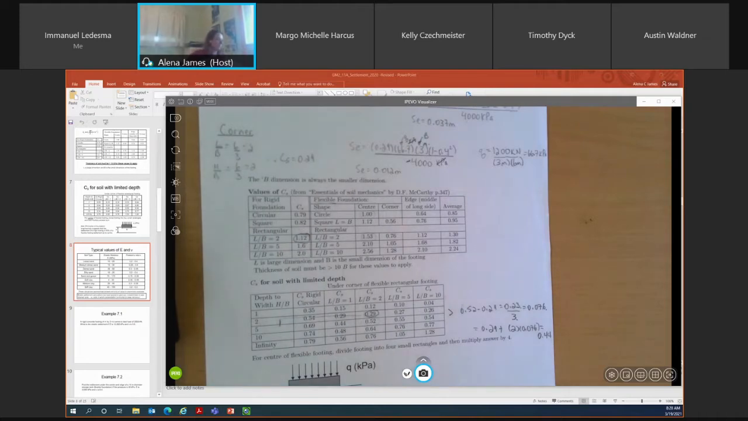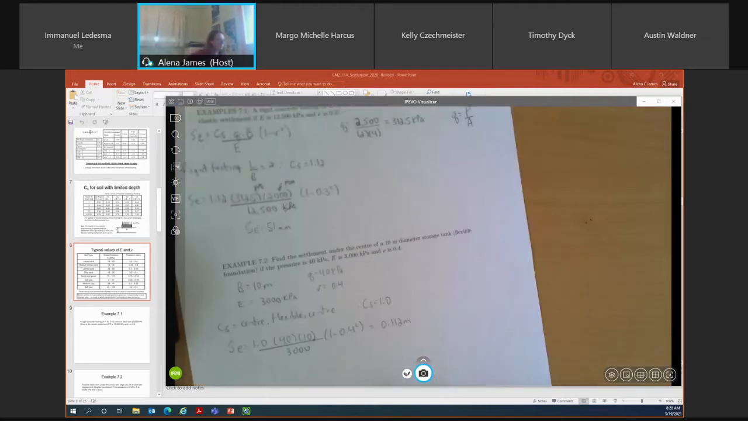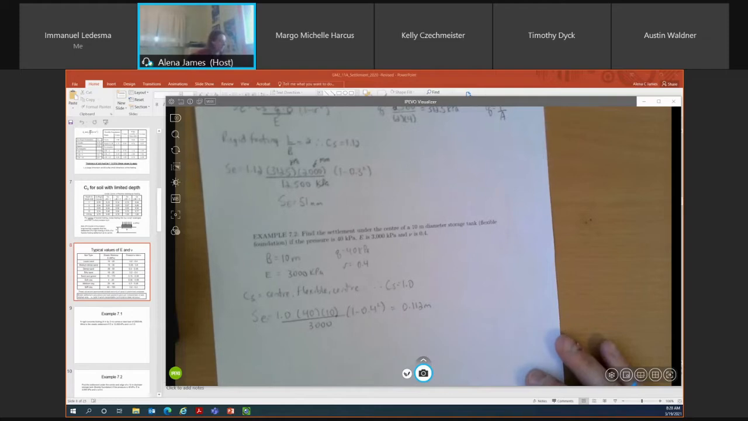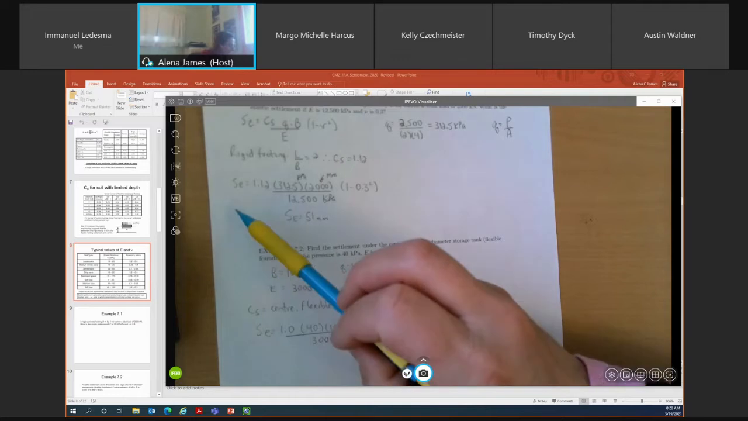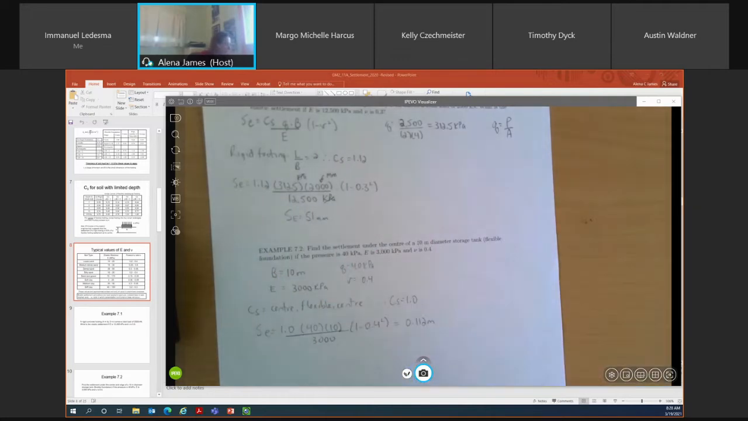So I take that value and I input it into my equation. I know for a rigid footing with an L over B value of 2, my CS, or my factor value, is 1.12. So to calculate my settlement, my CS value is 1.12. My Q value is 312.5 kPa.